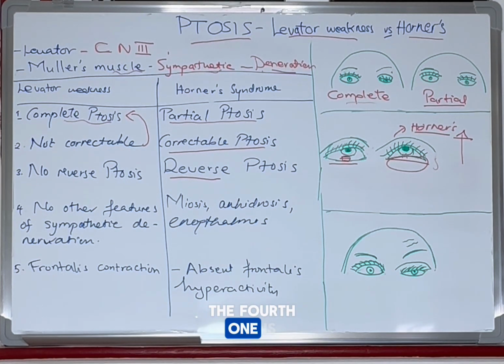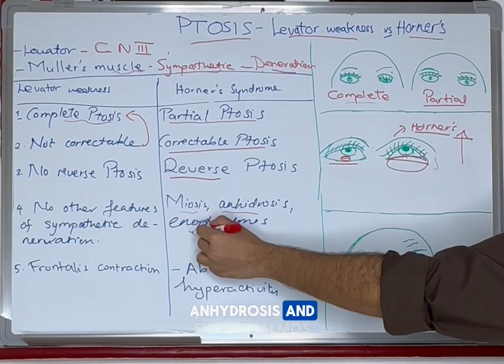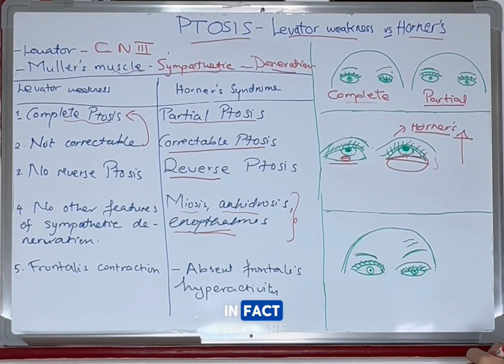The fourth one is that in Horner's syndrome you may have miosis, anhydrosis, and enophthalmos. In fact, they are only present in a minority of patients.